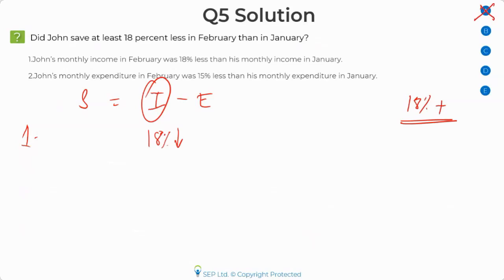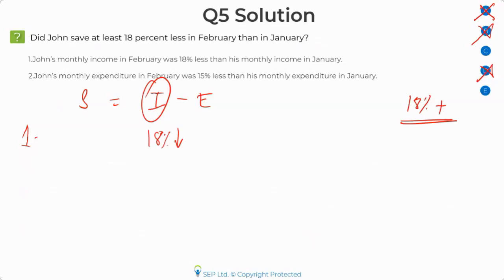And I'm very glad that most of you picked that out. In fact, most of you understood that we need information about both income and expenditure. That's why very few of you picked B or D also, because that basically means even one statement is sufficient. So that part of your understanding is clear.